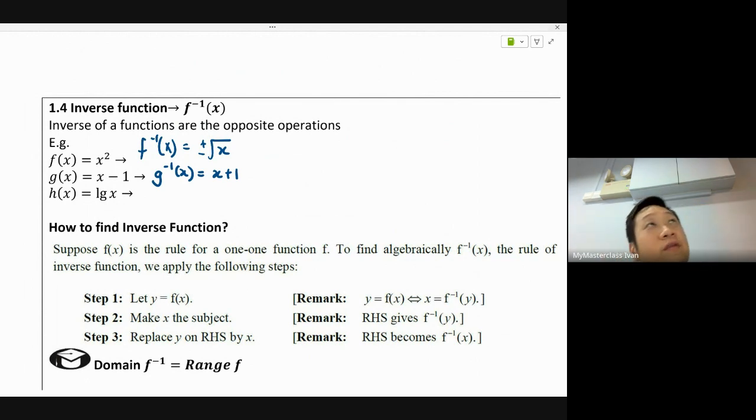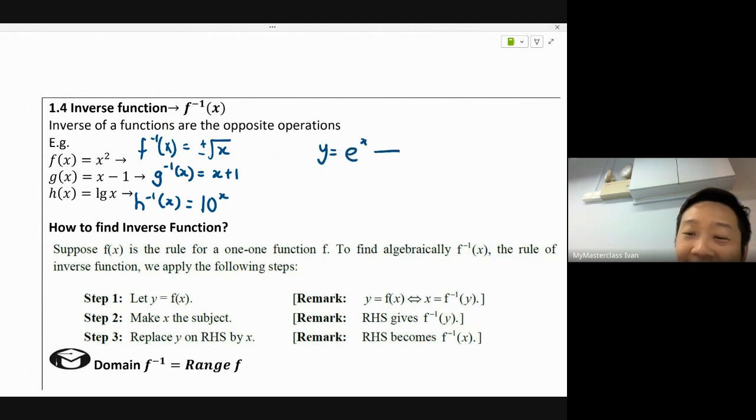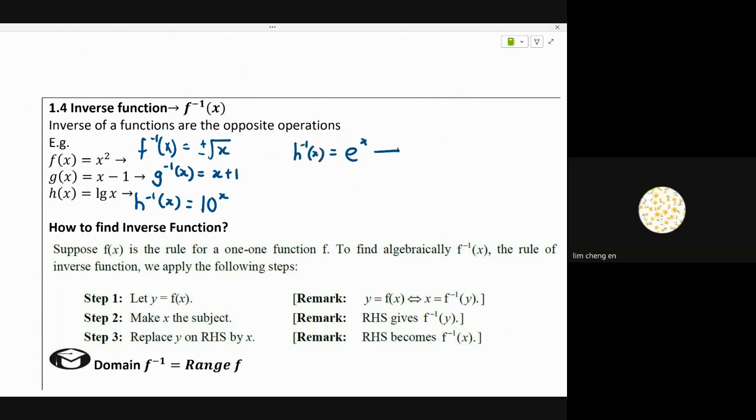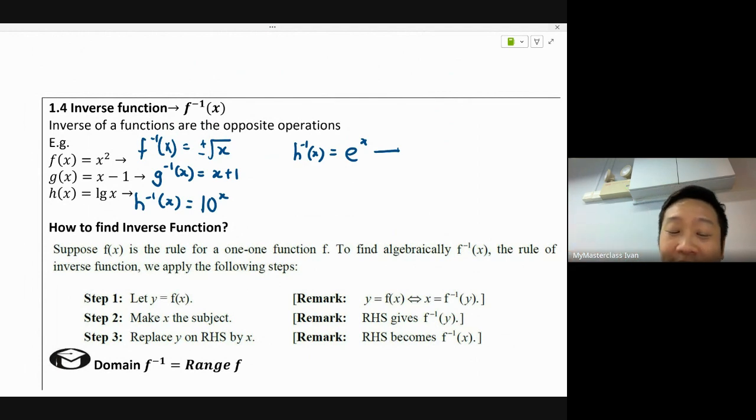Okay, Cheng-En, what is the inverse of log base 10? Can remember now, guys? Oh, very good. You see? 10 to the power of x. If you have y equals e to the power of x, then, sorry, not y. y equals f(x), cannot use y anymore, but later on you will, it's a technique. So if h(x) equals e power x, then h inverse x equals ln x. That's why they are inverse, they're opposite operations.